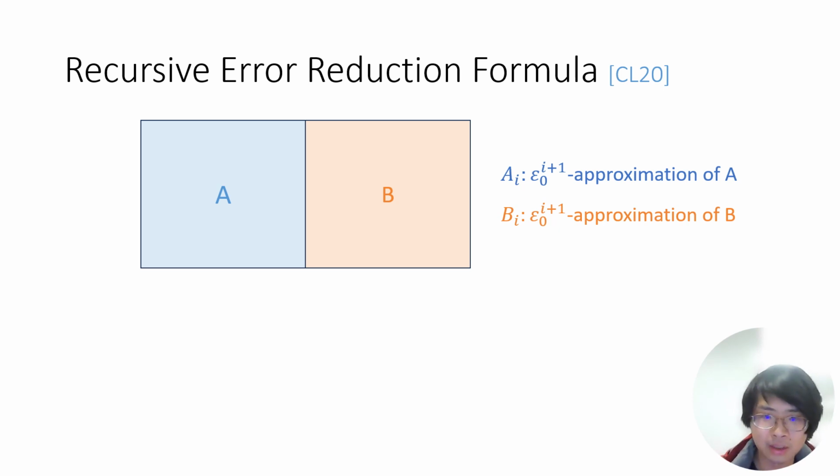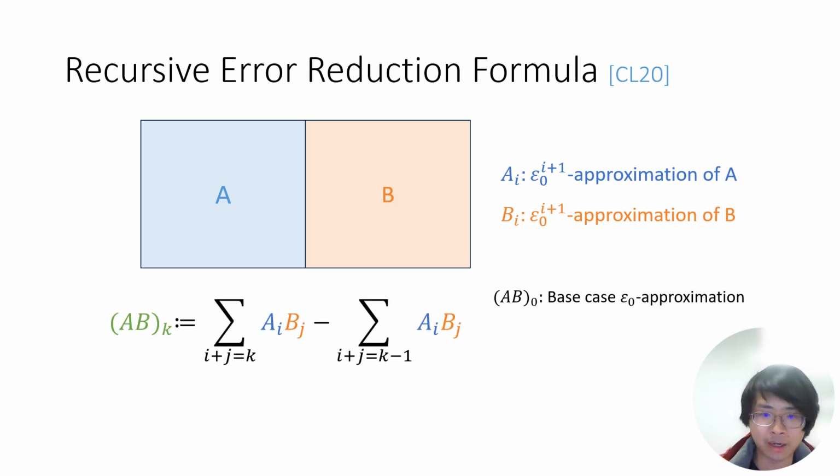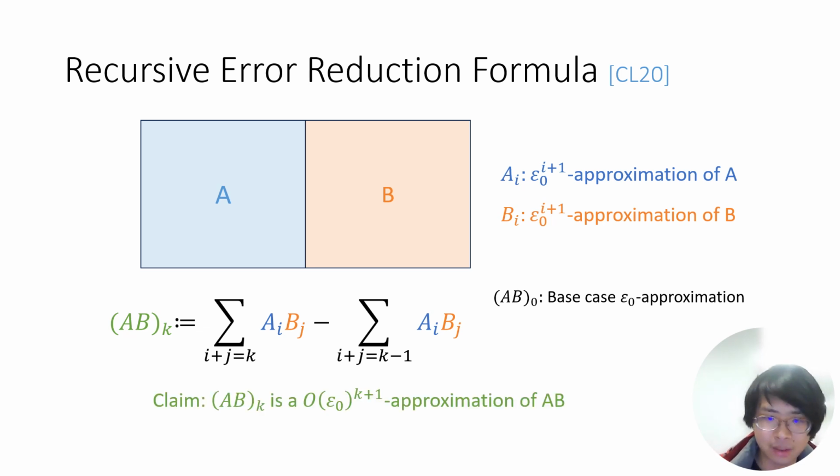And similarly for B, then in our prior work, we defined a recursive error reduction formula. That is, we write the kth level approximation of AB as the sum of A_i B_j, where i plus j equals k, minus some other A_i B_j. And the claim is that by doing this, we can also show that this AB_k is also an epsilon 0 to the k plus 1 approximation of AB, so that the inductive hypothesis can go through. And for k equals 0, we will just take the base case PRG and get an epsilon 0 approximation.